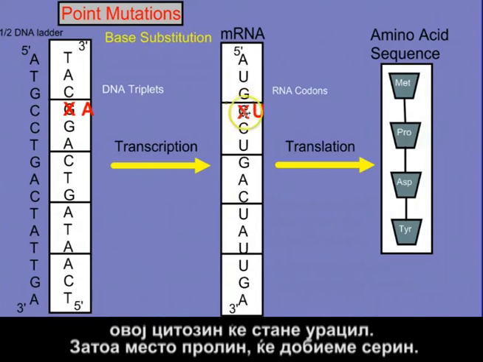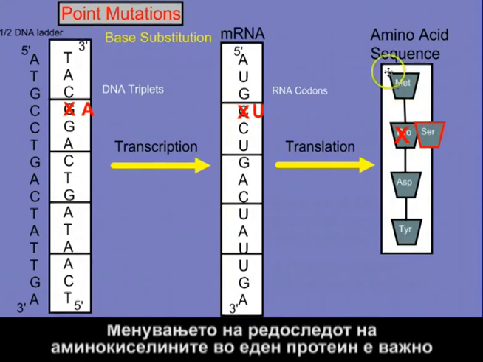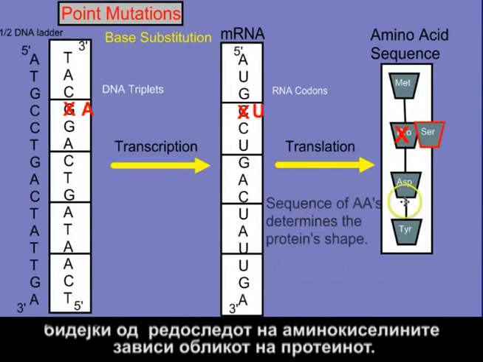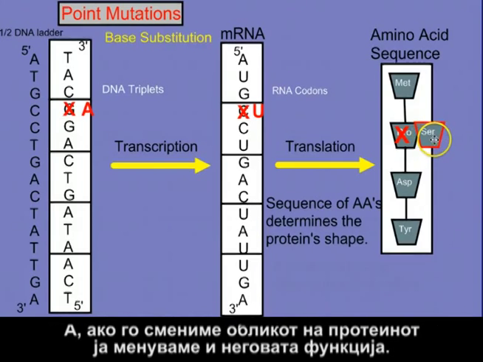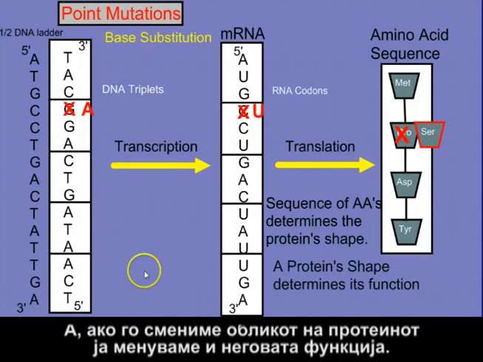Now, this code CCU, which coded for proline, go to your codon chart and see what UCU codes for. Pause the video and check that out. Hopefully you find that it changes proline to serine. Now, changing the sequence of amino acids in a protein is important because the sequence of amino acids in a protein determines a protein's shape. So if we change the sequence, we change its shape. And if we change its shape, we change its function.